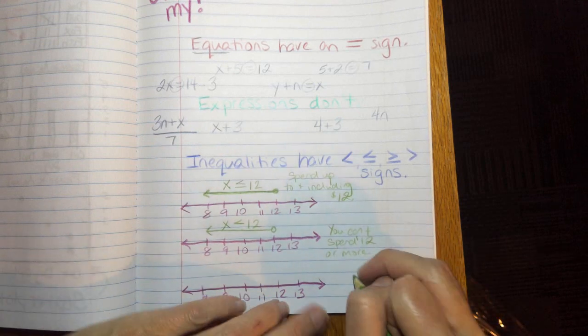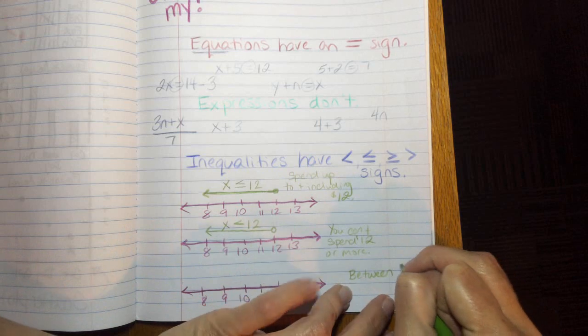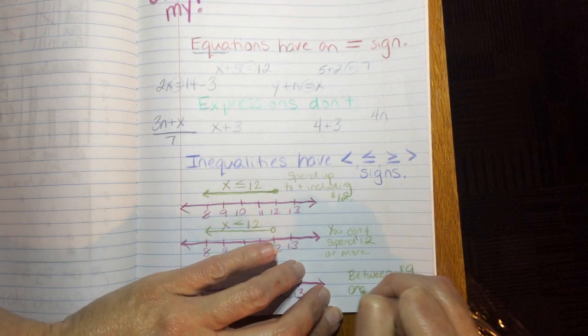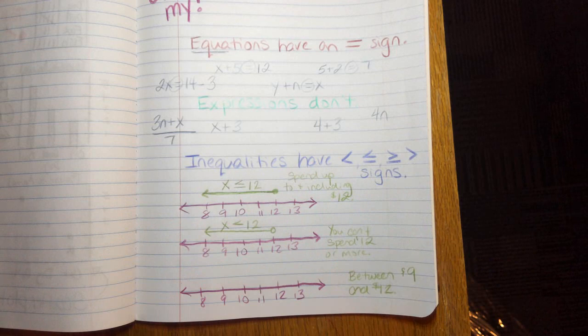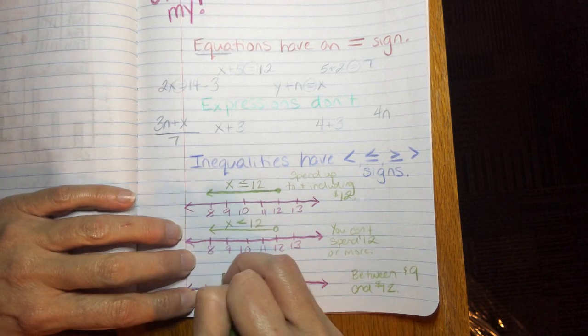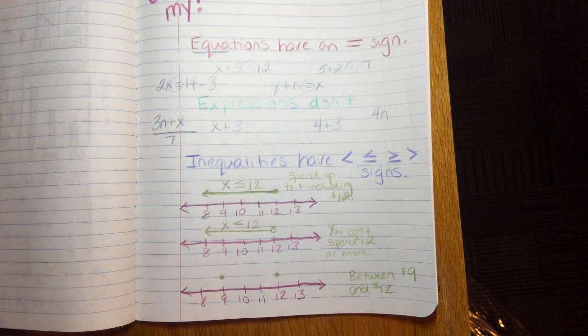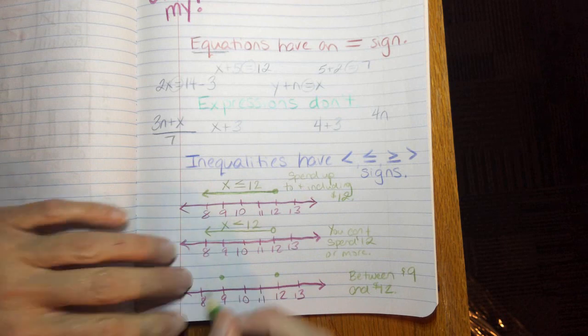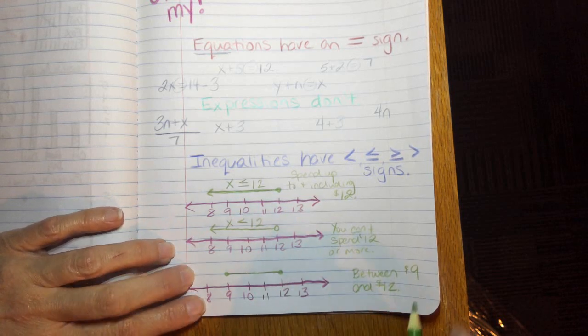Now, let's say that you have to spend between $9 and $12, okay? So you can spend 9, you can spend 12, or any amount in between, okay? So I give myself the solid circles because this is going to include 9 and 12, or any amount in between, okay?